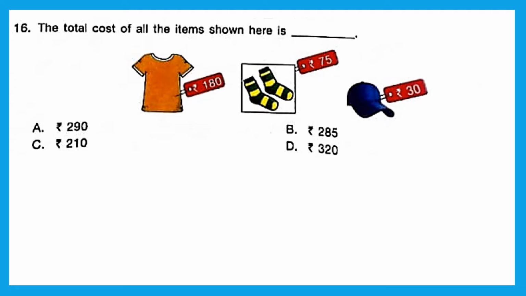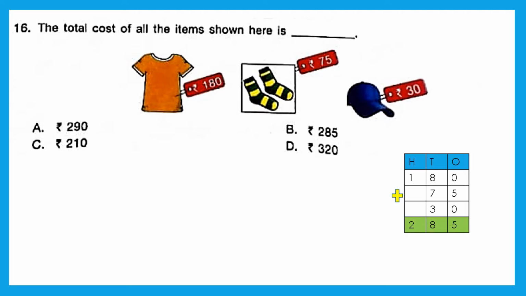Question 16. The total cost of all the items shown here is, so we have to add all. It's 180 plus 75 plus 30. That will give you 285. Right option is option B.